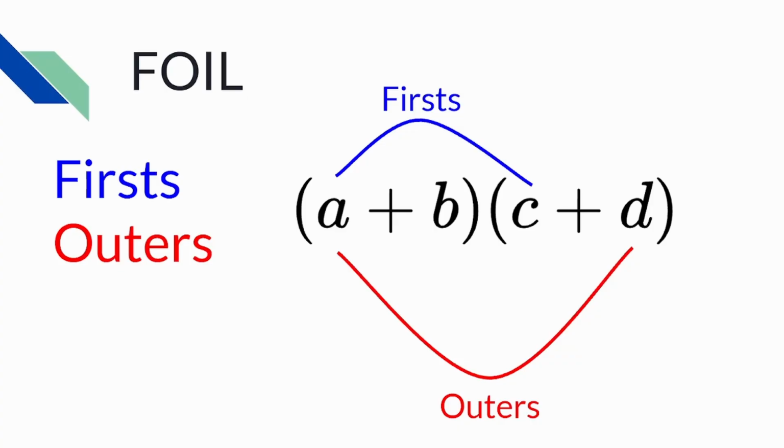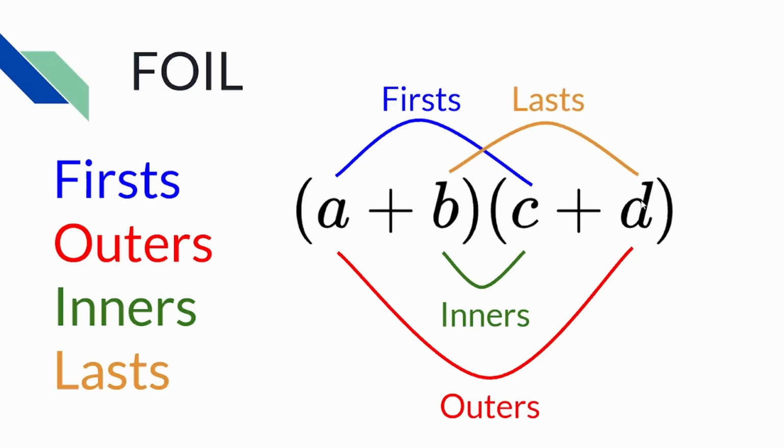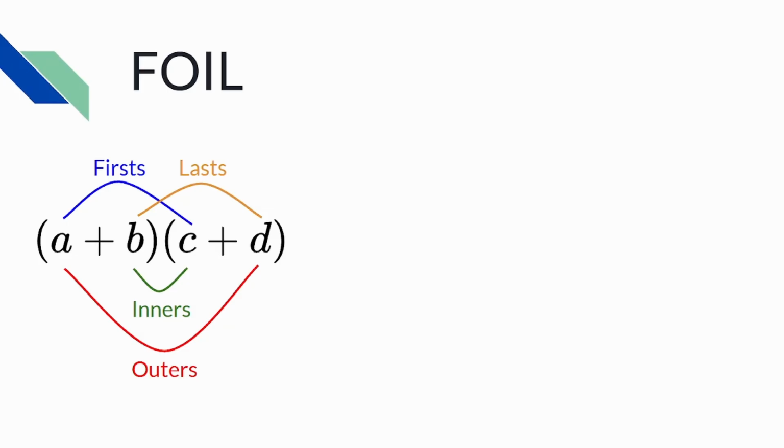Okay, the outers, that's A and D. Okay, so we're going to add the product AD to our result. The inners are right here, right? It's B and C. So we'll add the product BC. And then we have the lasts. Okay, so this is B times D. So you can see we have four different possible combinations of products. So that's what FOIL says to do. It says to add up those four products.